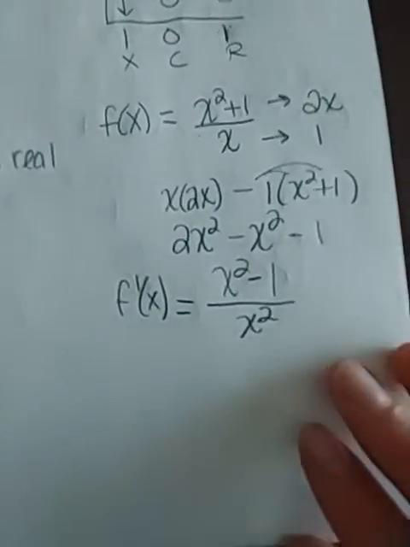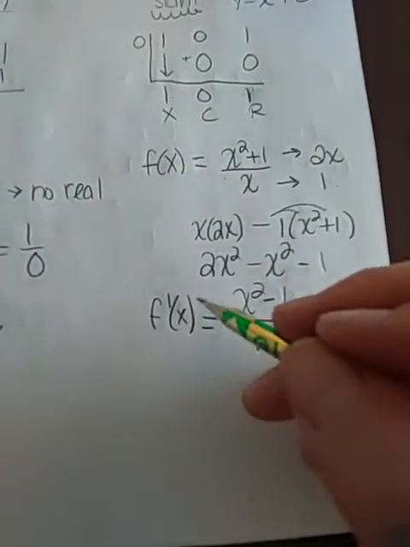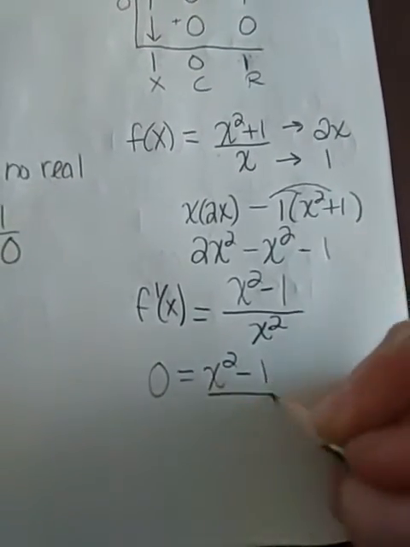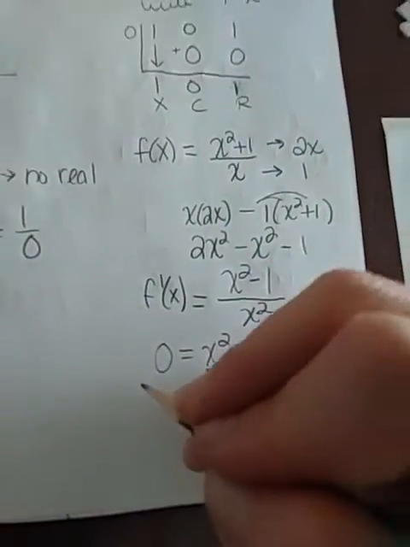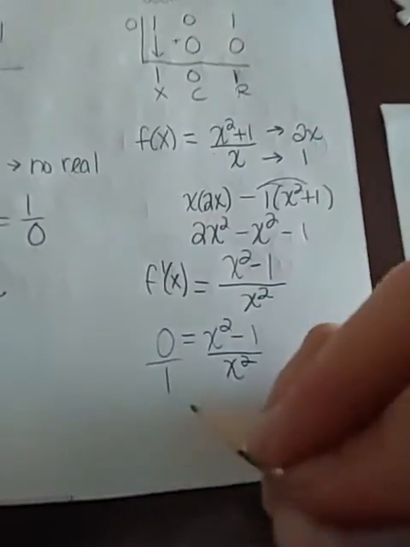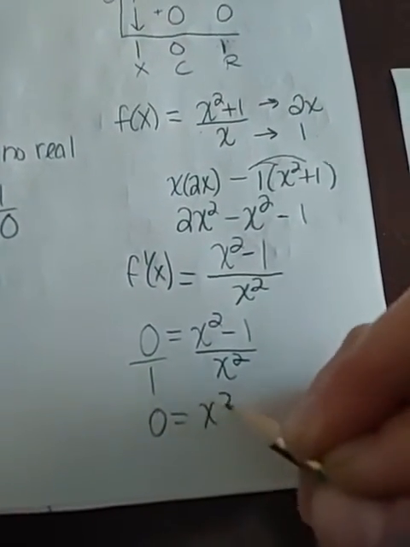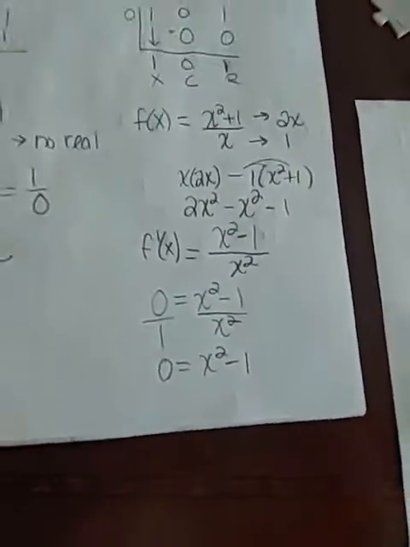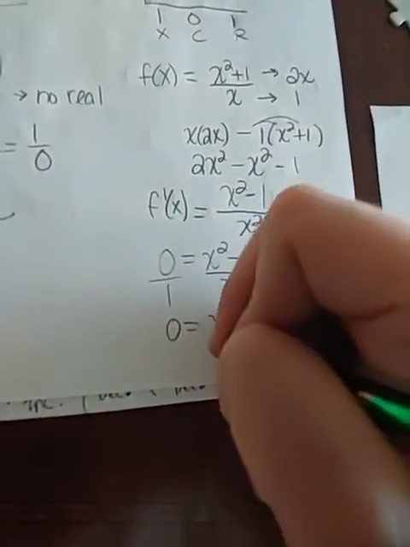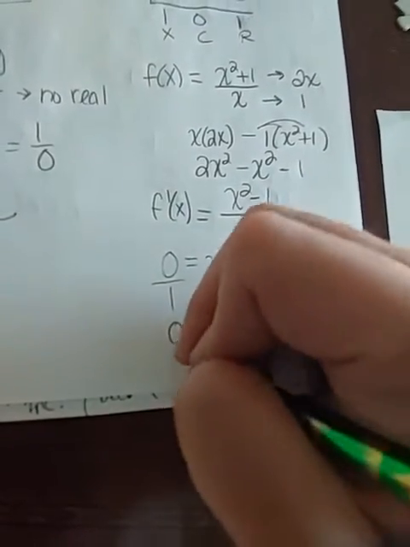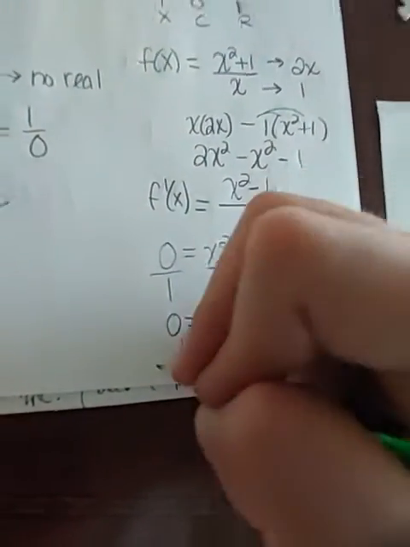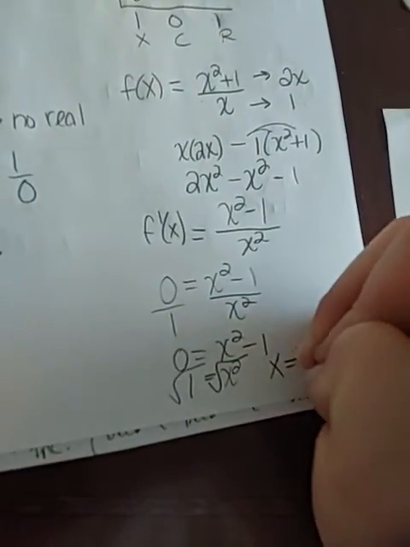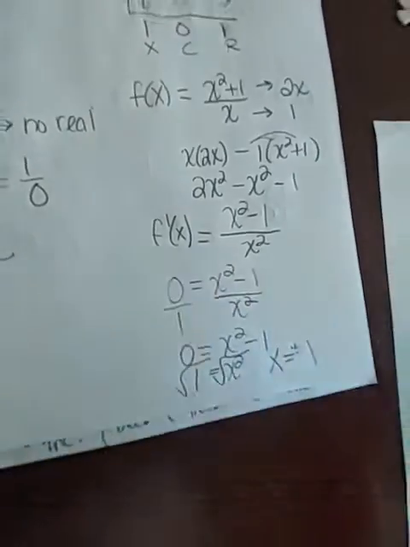All right, so now I'm going to find my critical values. So I'm going to set the first derivative equal to 0. I'll put this over 1 and cross multiply. I have 0 equals x squared minus 1. So when I solve this, I get x squared equals positive 1. Add the 1. Take the square root, and you get two critical values, plus and minus 1.